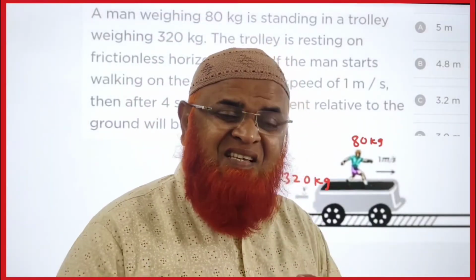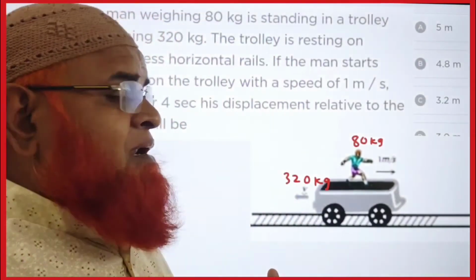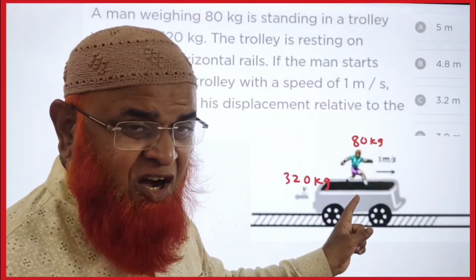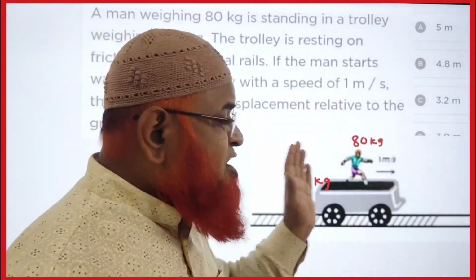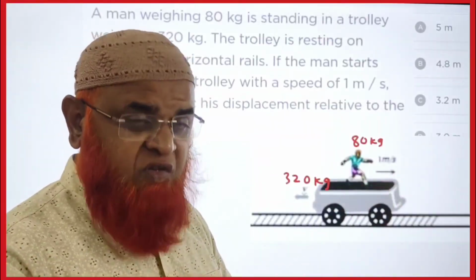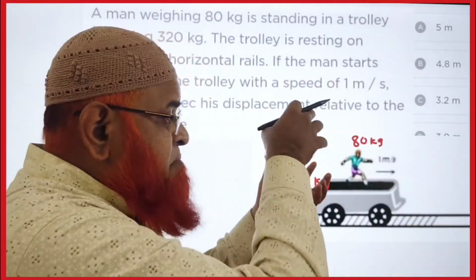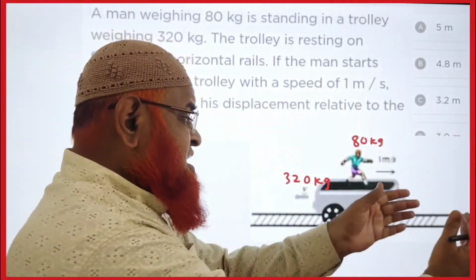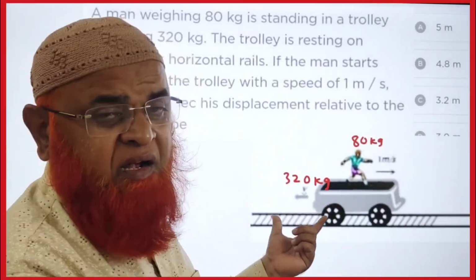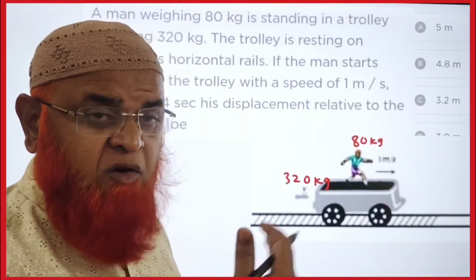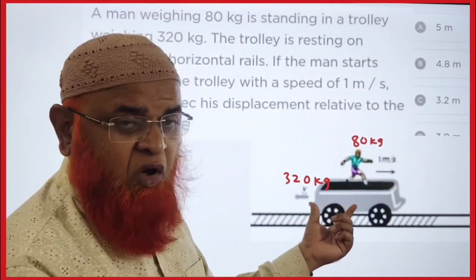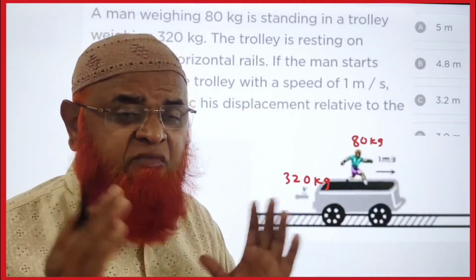My dear students, this is a question of conservation of momentum. Let us see here. A man is standing on a trolley and he is running on that trolley with a speed of 1 meter per second. His mass is 80 kg. As he is running forward on the trolley, the man and the trolley combined together are moving backwards with a sudden speed. We don't know what that speed is. We have to find out that speed here now. What is the mass of that trolley? It is 320 kg. Conservation of momentum.